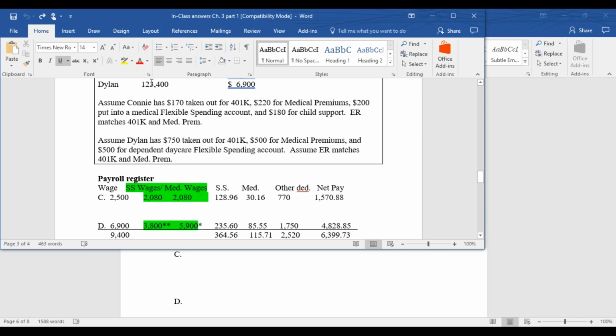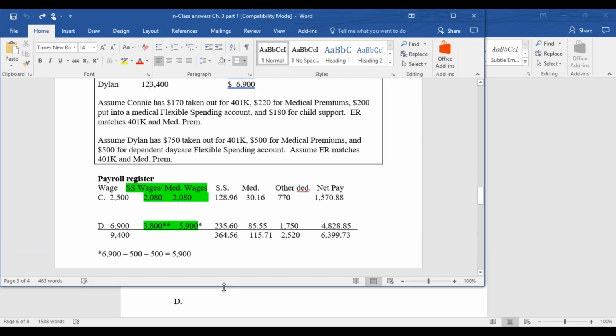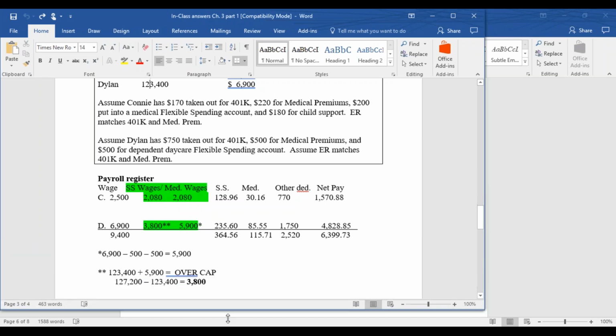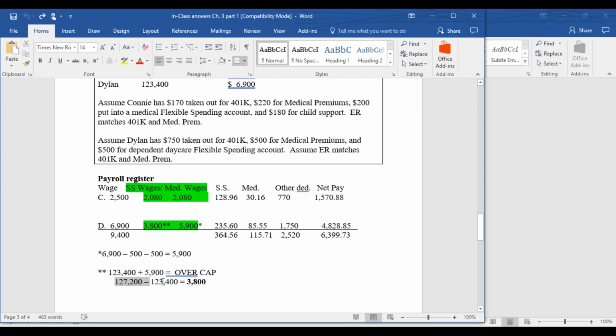Now if you take that $5,900 and add to that $123,400, the prior wages, we will go over the cap. Now that we've gone over, we forget whatever that number is, and we start working backwards. We say the cap is $127,200, and then subtract where they were at so far. So $127,200 minus where we were at, $123,400. That tells me that only $3,800 is actually taxable for Social Security.